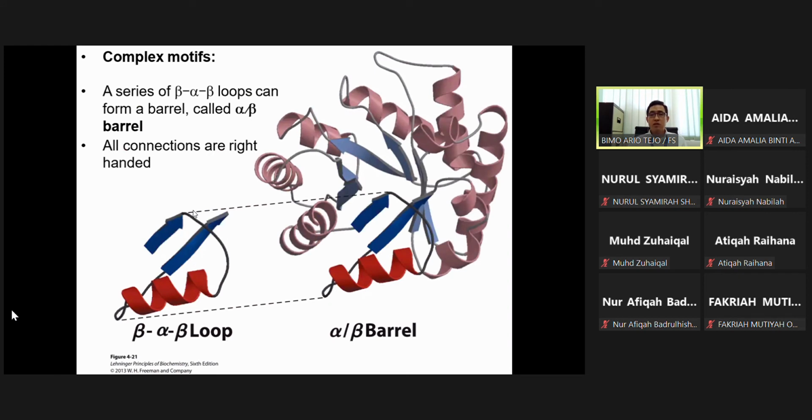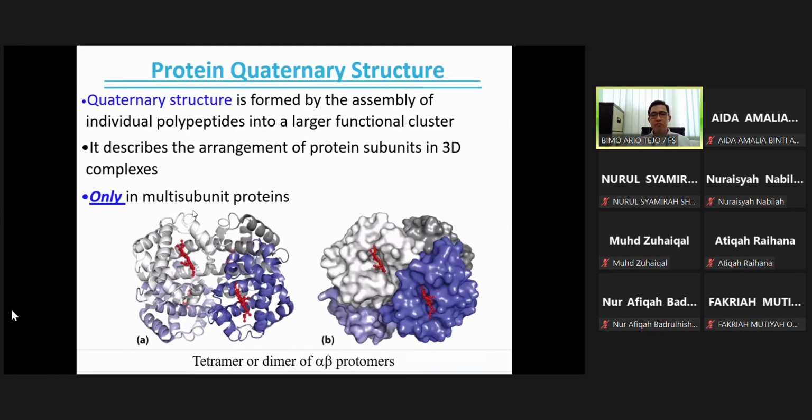So because most protein, they have more than one secondary structure. Dia ada beta, dia ada alpha. So the way alpha and beta arrange, or the way beta, beta, alpha, alpha arrange, will give you a motif. Yeah. So different proteins, sometimes they have the same motif. Okay. And then protein quaternary structure. So for example, myoglobin, as I told you before, works by combining 4 subunits into one. So ini kita panggil as protein quaternary structure lah. So only in multi-subunit proteins, not in all proteins, only in multi-subunit protein.